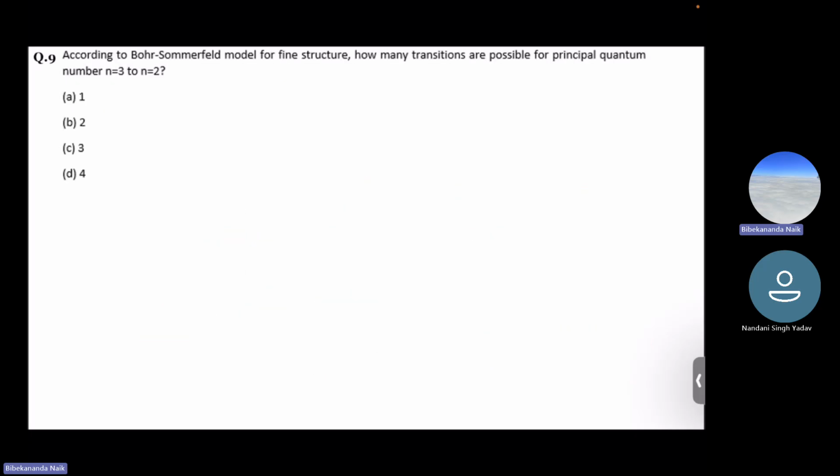Now we move to question number 9. It says, according to the Bohr-Sommerfeld model for fine structure, how many transitions are possible for principal quantum number n equal to 3 to n equal to 2? Options are option A 1, option B 2, option C 3, or option D 4. I'll give you a few minutes to think about this question, and then we will discuss the correct answer.